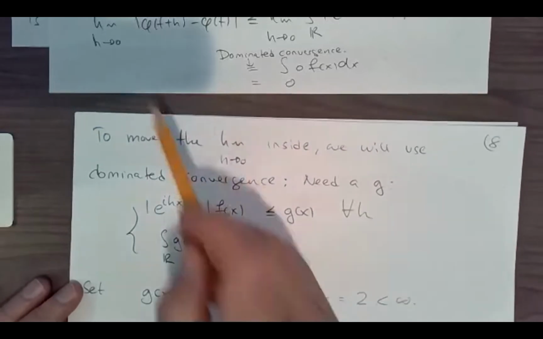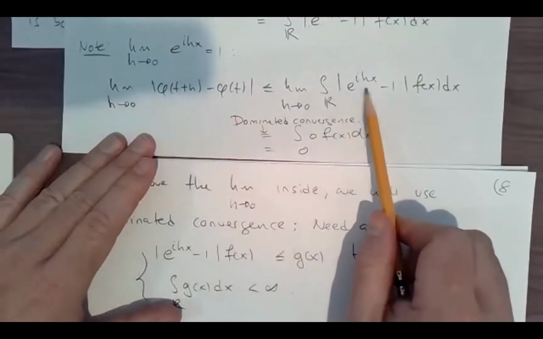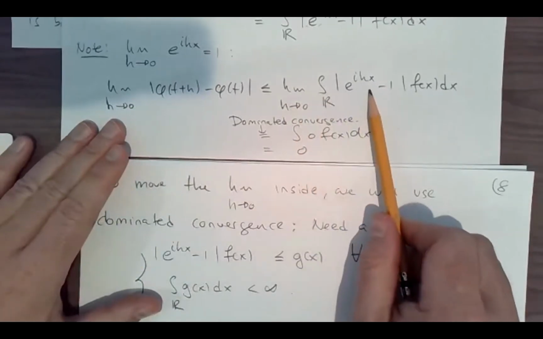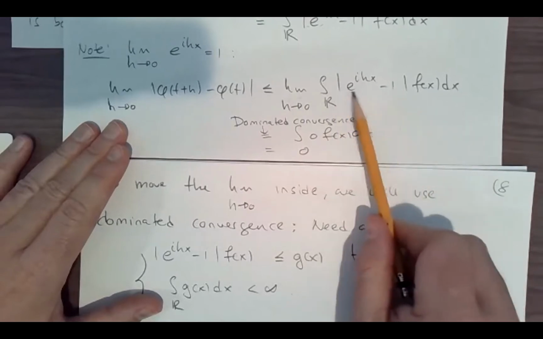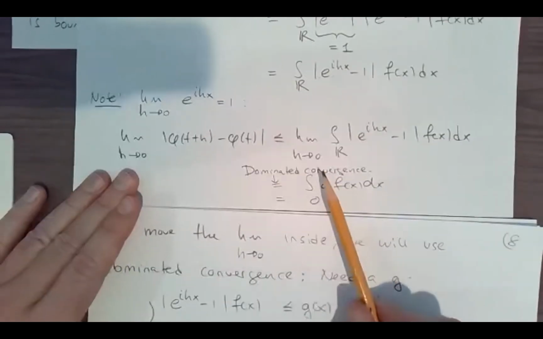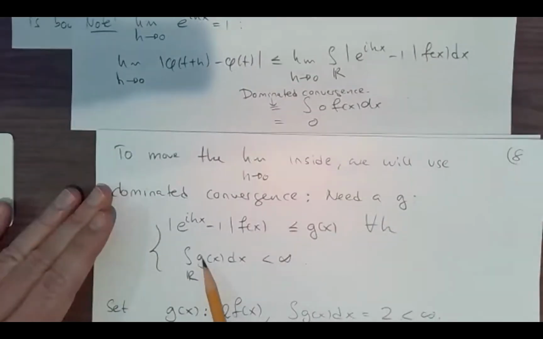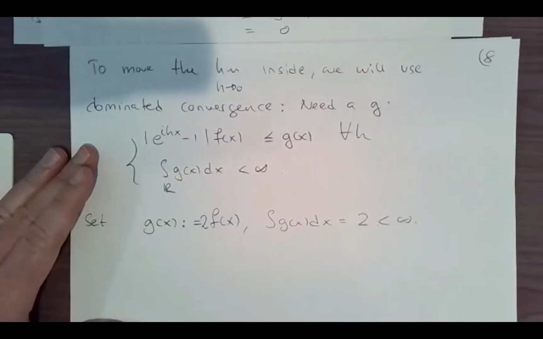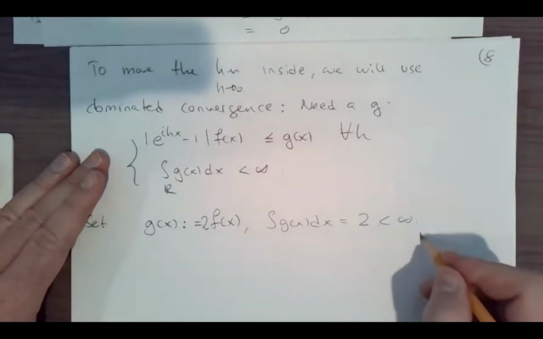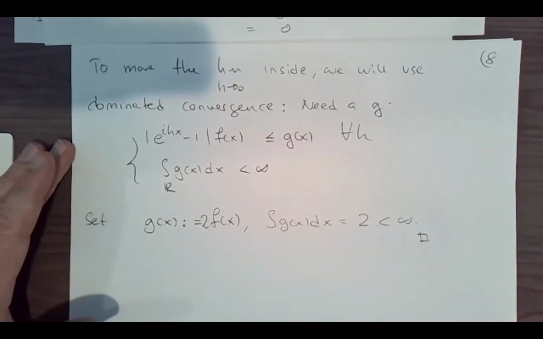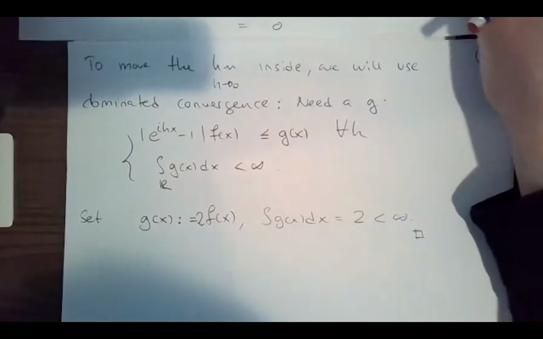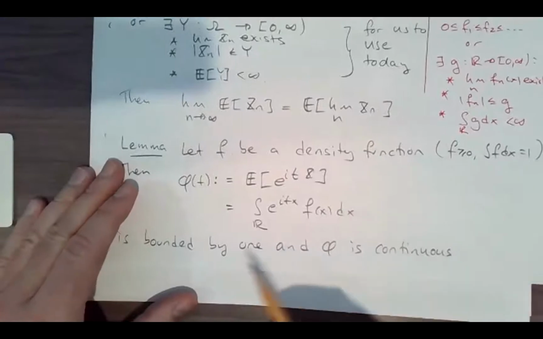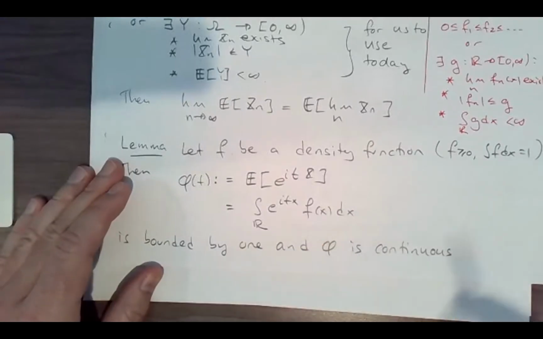So the key there was you have these functions that vary with the parameter that you're passing, in this case to zero. And you need to find some function that doesn't depend upon that parameter, but is integrable. So this thing here has to be finite, right? And g is positive, because f is a density function. So this is one application of the dominated convergence theorem. It shows that characteristic functions are continuous.